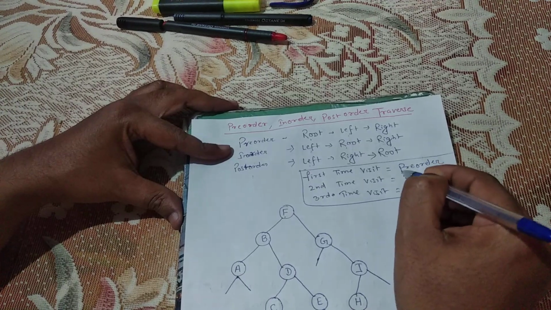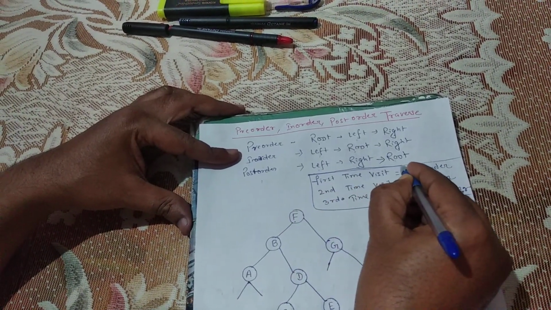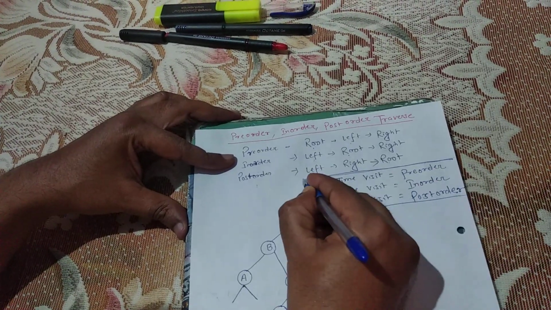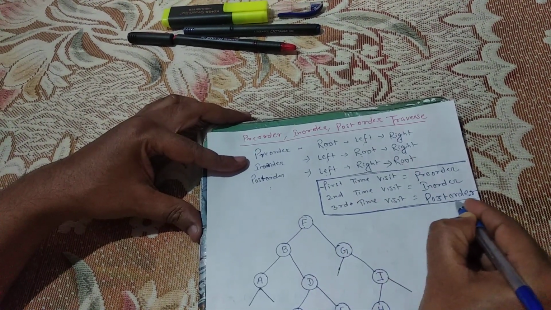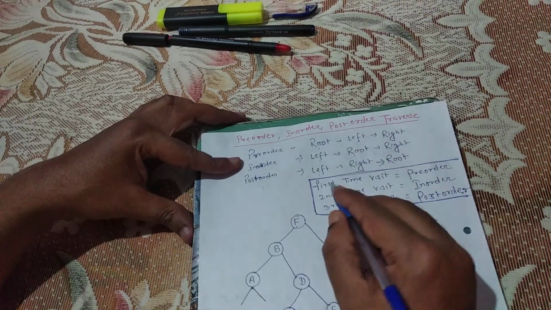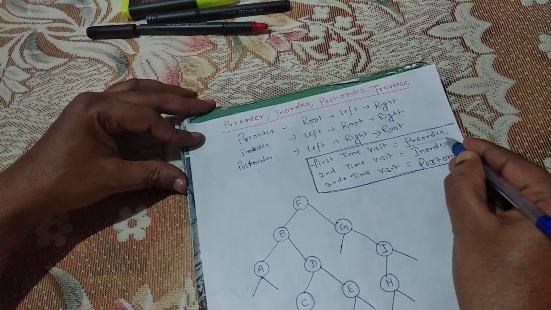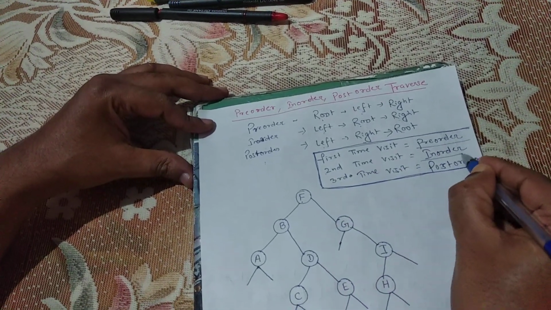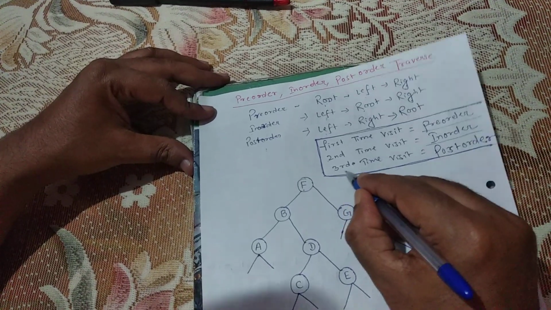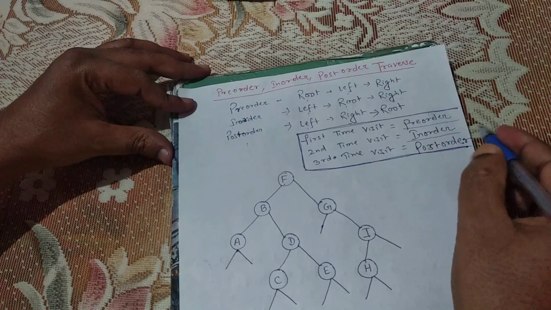And one more thing you have to remember, it is a key that you have to remember. If you remember, then you may solve a long problem. If it is the first time visit, it comes under pre-order. If second time visit, it comes under in-order, and in third time visit, it comes under post-order traversal.